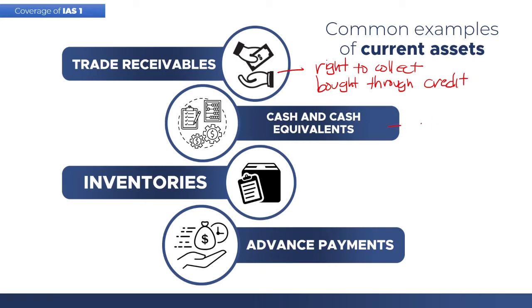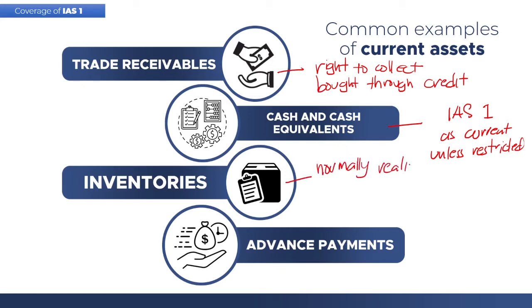Cash and cash equivalents. These are specifically defined by IAS 1 as current, unless restricted. The inventories. These are normally realized within normal operating cycle. That's why they are still current.